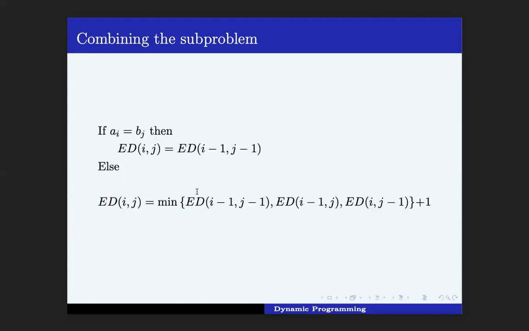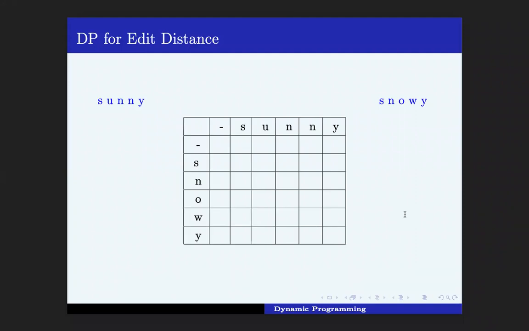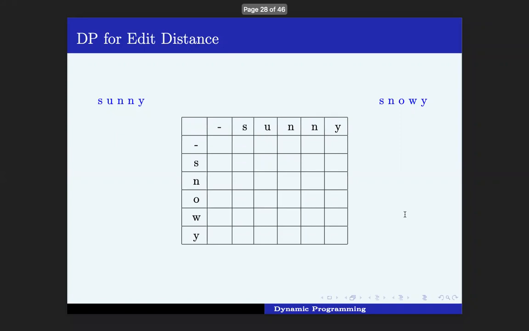And when I do this table of n cross m, you can see that at any time, the ij-th entry can be solved by looking at the (i-1, j-1)-th entry, or the (i-1, j)-th entry, and the (i, j-1)-th entry. So if you want to convert sunny to snowy, you write this table. You would like to fill in the base cases, and now fill it up.